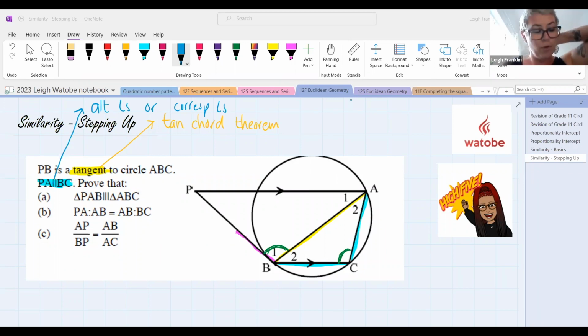So the fact that we've got equal angles here is really important. If we go and have a look at our parallel lines, which angles are equal to one another because of the parallel lines in this diagram?